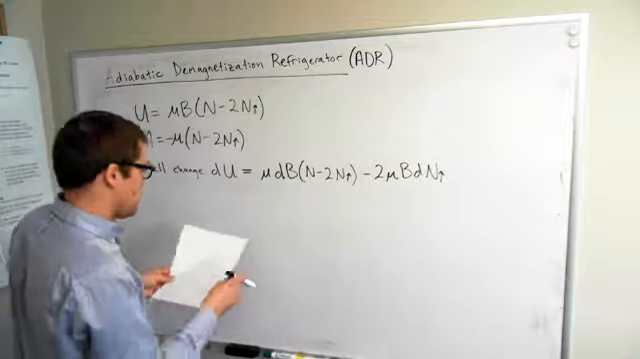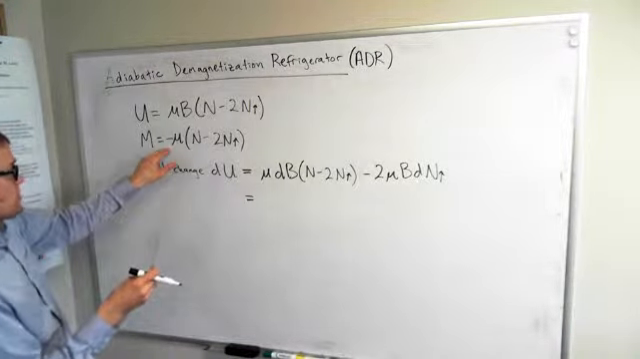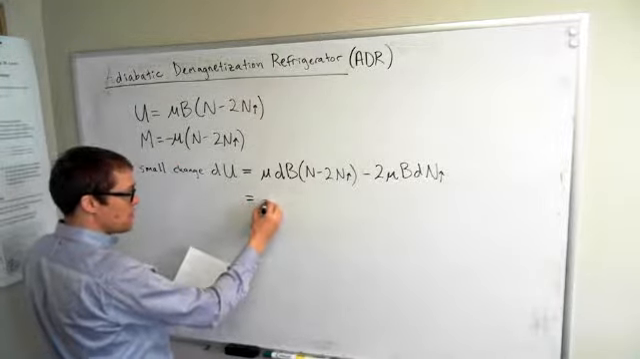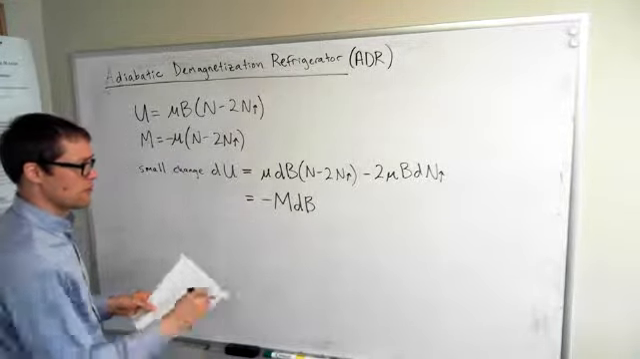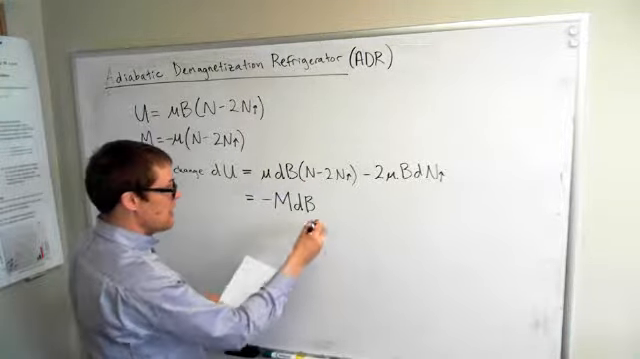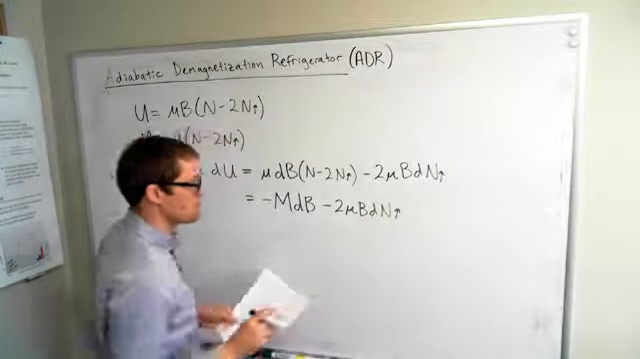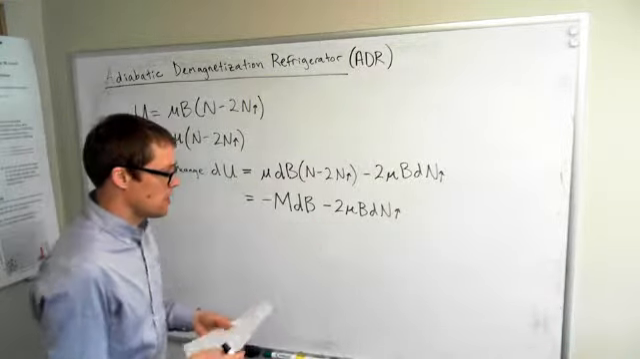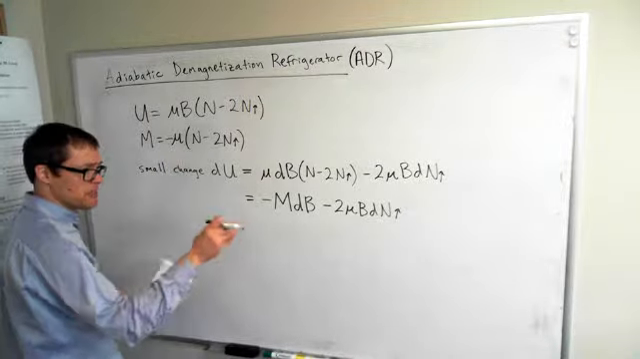Okay, so we can rewrite this slightly. Again, using this definition of the magnetization here, we have minus M dB. So that's replacing this mu times (N minus 2 N up) with an M, and then we have this minus 2 mu B dN up. Now I'm going to do a little bit more manipulation to see what this term means. It's related to temperature.